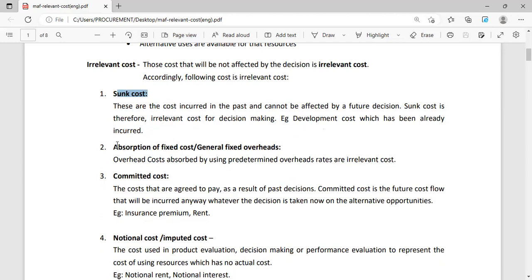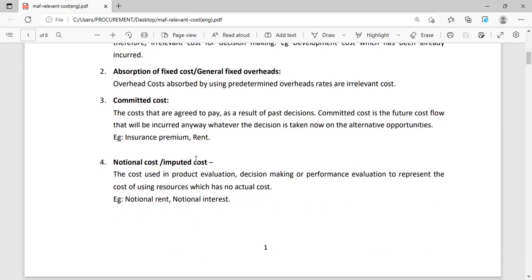We also have absorption of fixed costs, or general fixed overheads. So all these costs, anytime you see absorbed, we cannot recognize that as relevant cost. So it's irrelevant, using predetermined overhead rates. Then committed costs, which are also explained, the costs that are agreed to be paid as a result of past decisions.